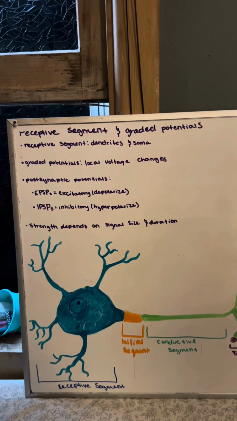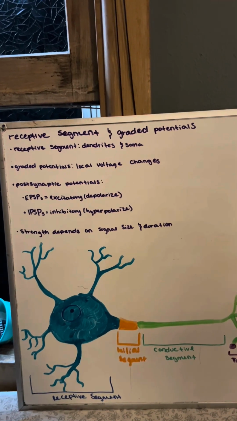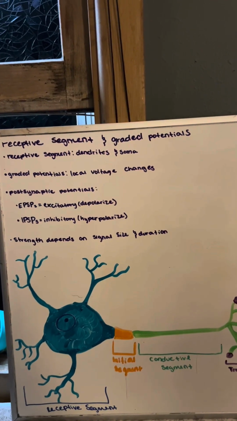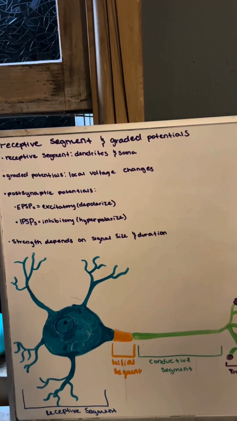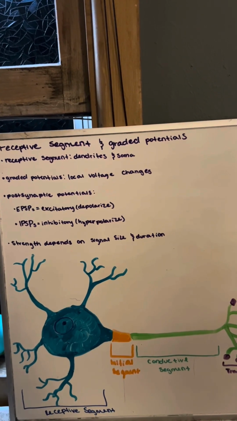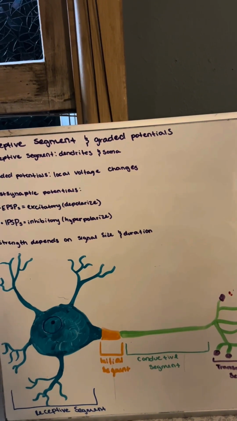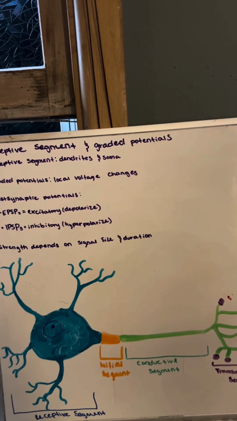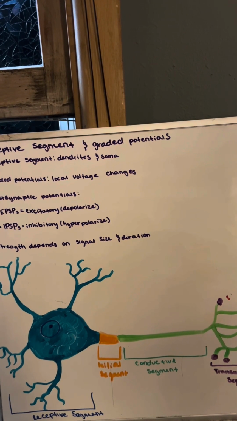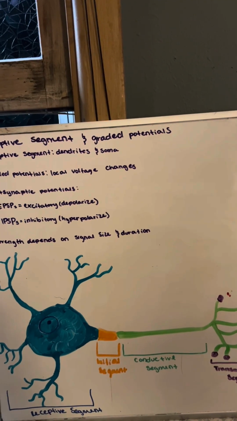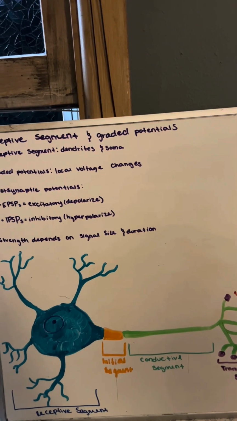Next, we can talk about the receptive segment and graded potentials. The receptive segment of a neuron includes the dendrites and cell body. Here, the neuron receives chemical messages from other neurons. These messages cause graded potentials, small local voltage changes that vary in strength.